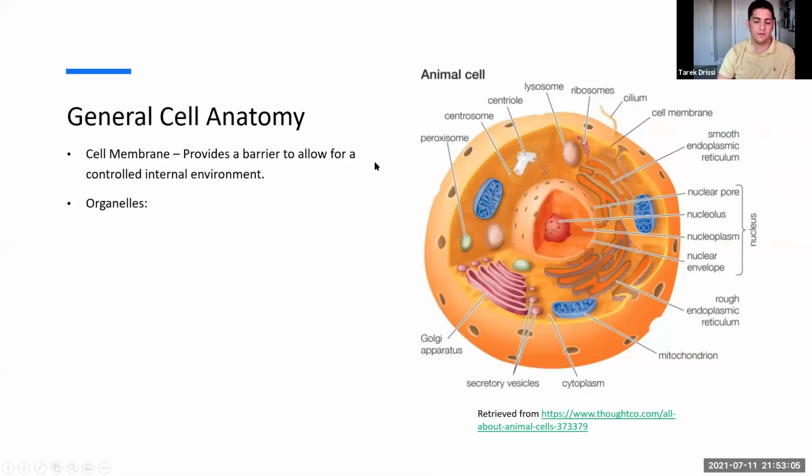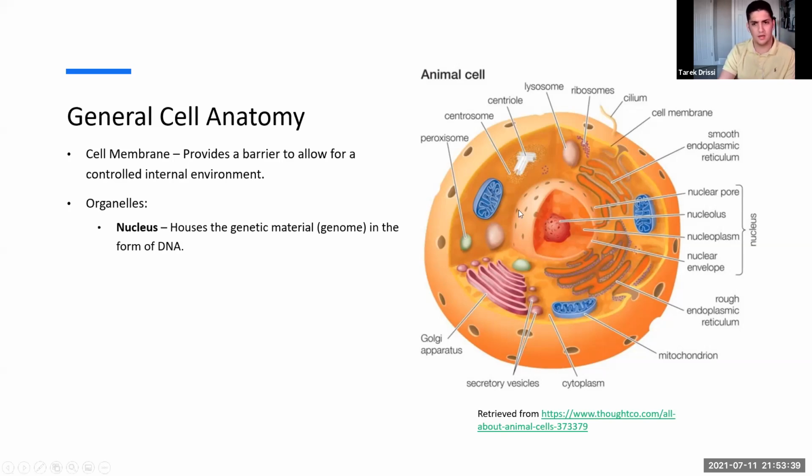So the very first thing about a cell is the cell membrane. It's the most basic thing that keeps the cell together, and it provides a barrier to allow for a controlled internal environment. Without a cell membrane, the cell would have no way of keeping its molecules and contents inside of itself, so it wouldn't be able to exist. So the cell membrane separates the inside of the cell from the outside so that the inside can perform chemical reactions and things that are required so that life can occur.